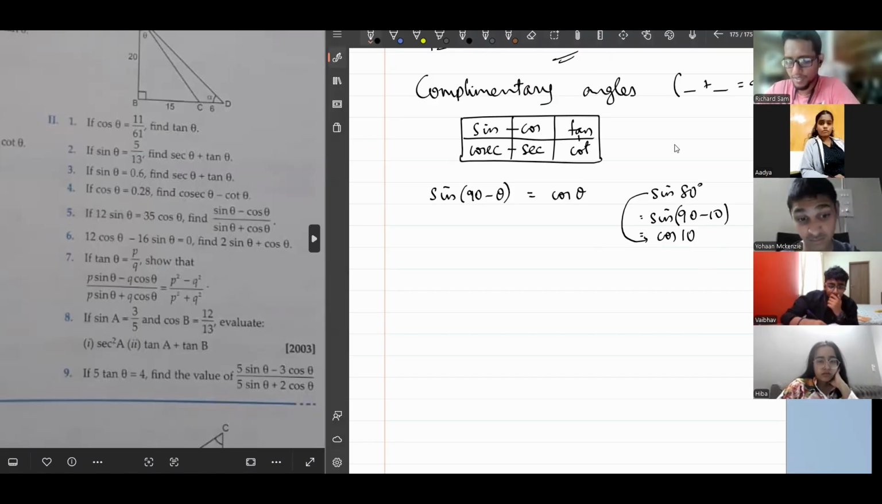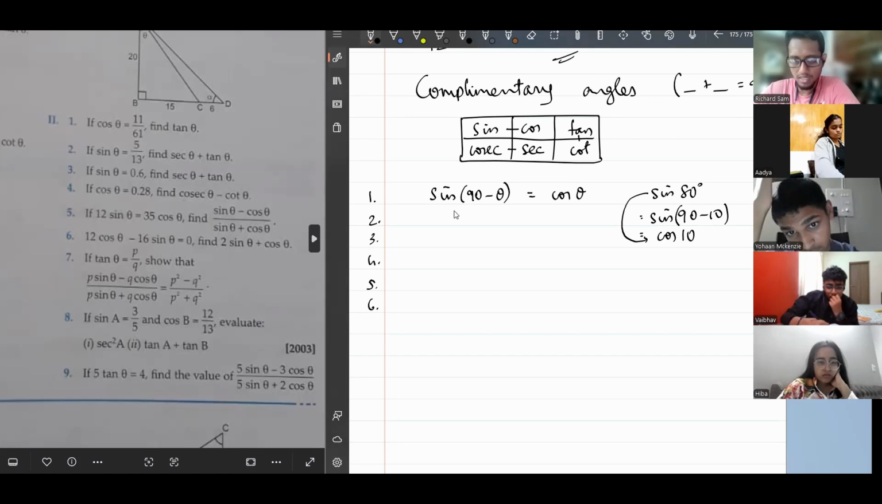Okay, is this clear, everyone? How sine 80 can be changed into cos 10? So that's what we'll be doing in this part of this chapter: changing sine to cos or cos to sine. Similarly, we can change tan into cot or cot into tan. Similarly, cosec can be changed to sec and sec can be changed into cosec. I'm not writing all of them, but you can write 6 different formulas like this.